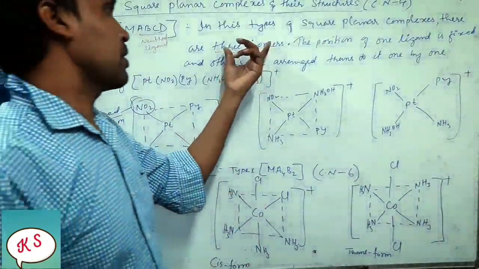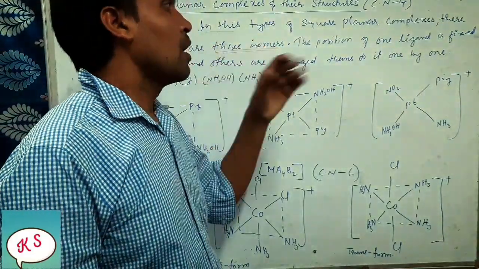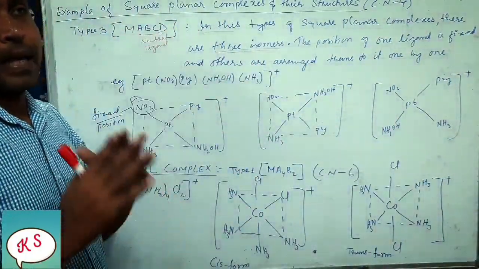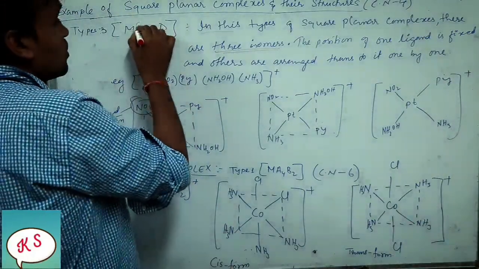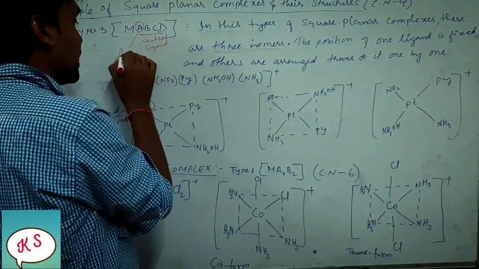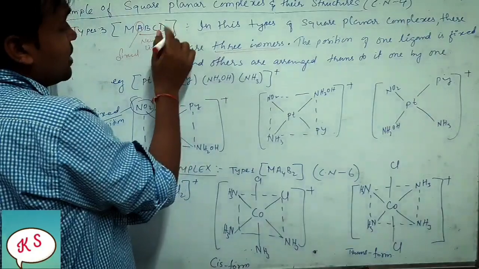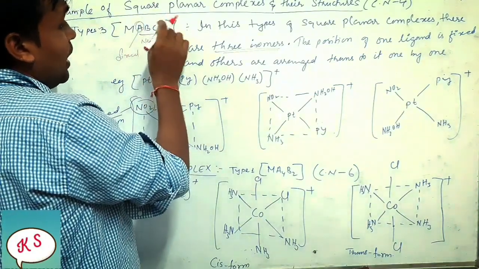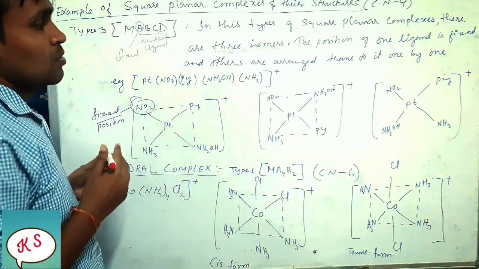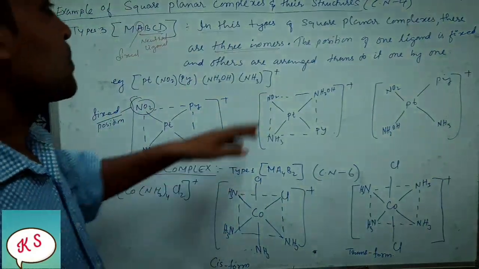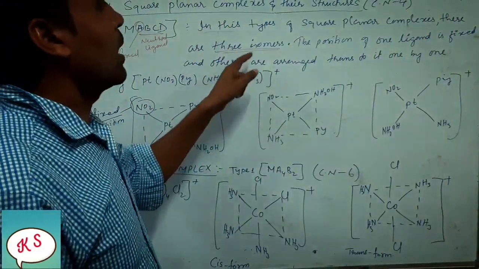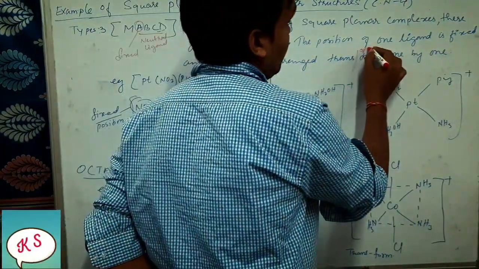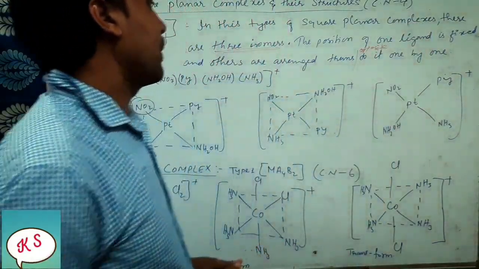But in this type of square planar complexes you will find how many geometrical isomers? 3. So the position of one ligand is fixed. In this there will be 4 ligands, A, B, C, D, right? And 3 isomers will form. So we will fix the position of A. A's position we are going to fix, and the others, B, C, D, we will bring opposite to A one by one. First we will bring C opposite to A, then we will bring B, and the last we will bring opposite to A, D. So let's try to see the example, you will understand better. So the position of one ligand is fixed and the others are arranged trans to it one by one. Trans to it means nothing but opposite to it, one by one.